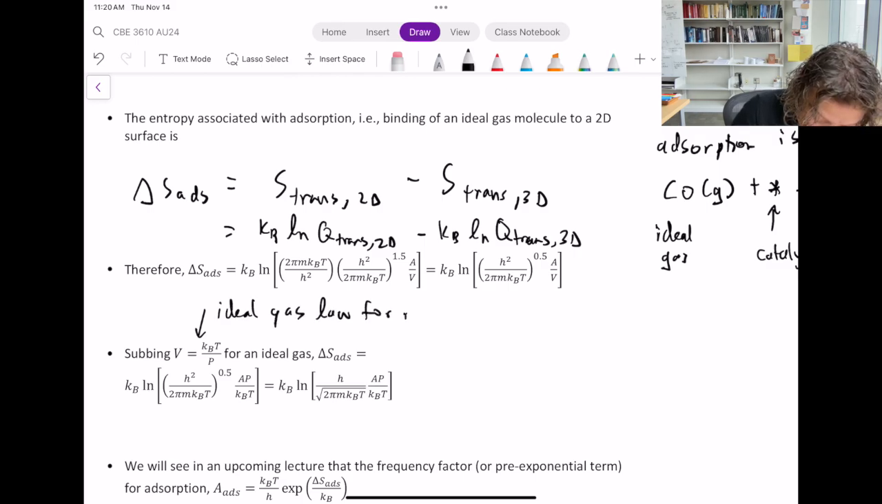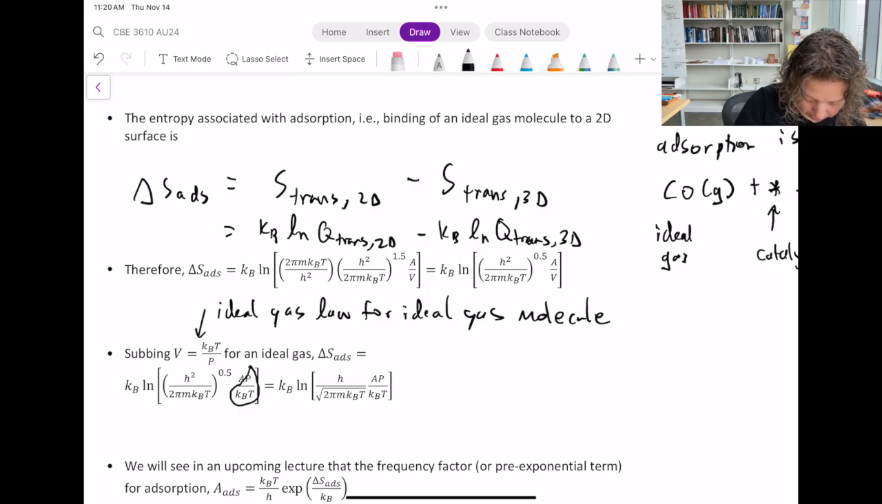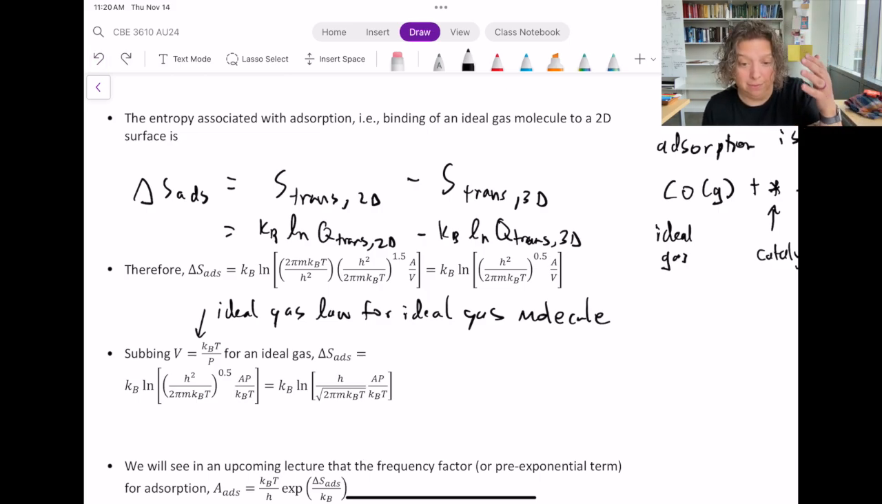For an ideal gas molecule, this uses kB. Remember that kB is equal to the gas constant divided by Avogadro's number. So basically what that gives us is the gas constant on a per molecule basis instead of a per mole basis. So the unit of molecules here is implied. So I can sub that in for my volume quantity. This allows me to write in terms of pressure, which is an easier observable quantity, or an easier set quantity.